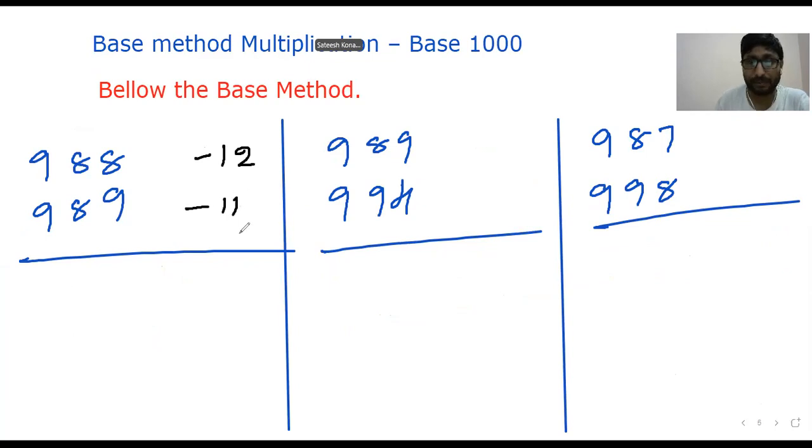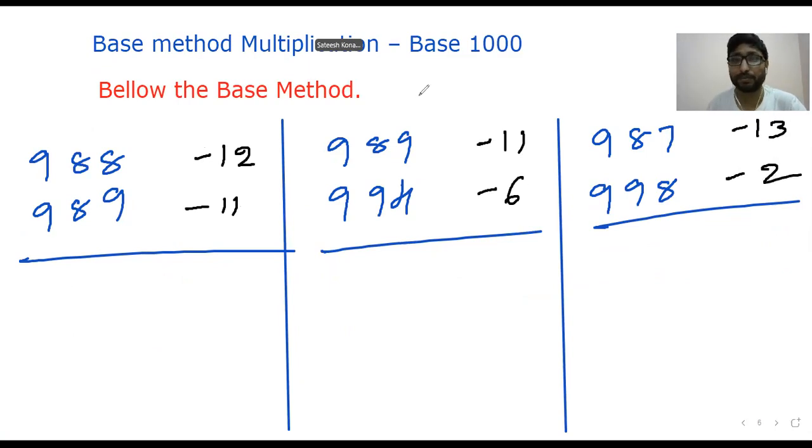1000 minus 11, 1000 minus 11, 1000 minus 6, 1000 minus 13, 1000 minus 2. Simple. Look here now. Big. This is a little difference. See, 970 into 940 also will get it. But there will be a little different logic. You will get confused if I explain today itself.